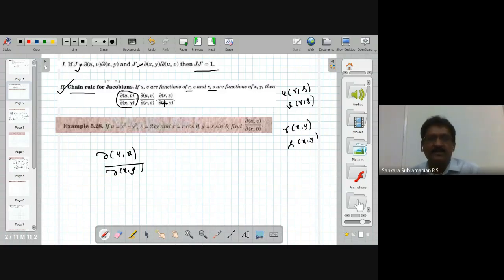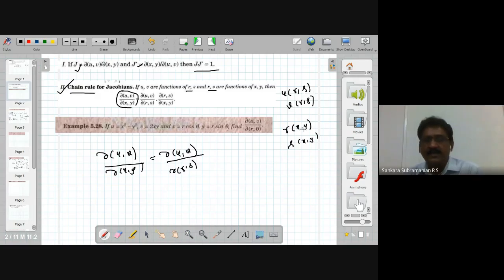For simplicity, we can have this formula. Find the Jacobian of u, v, which is in the variables r and s. You do it with respect to r and s.